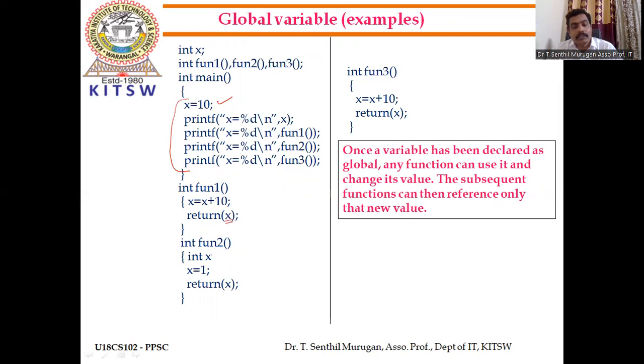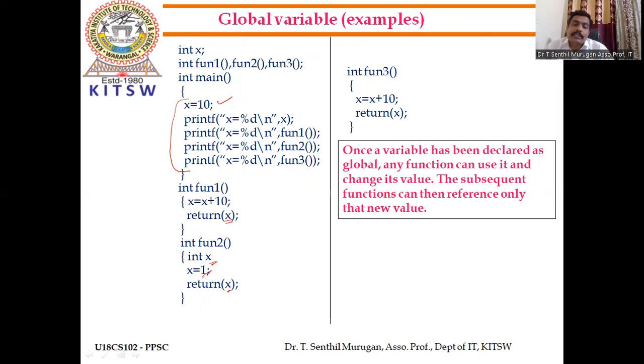Again function 2 has an integer x. This x value is a local variable now, it will not take it from the global variable. It is initialized with 1, so it will return 1. So what is the output of this program? Function 3 is also there.